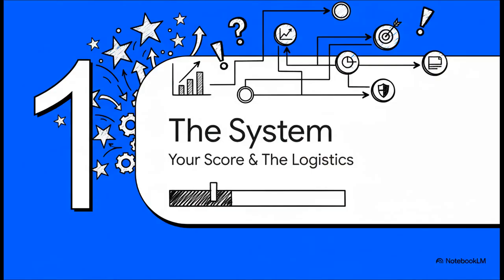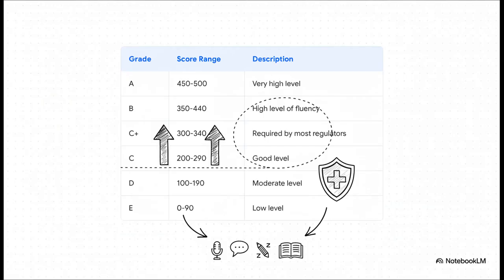All right, so you know what it is and who it's for. Let's get into the nitty-gritty, the system behind the test. First up, we'll look at how it's scored, which is absolutely crucial for your professional registration. Now, this table shows you the whole scoring system, from A down to E. But here's what you really need to zone in on. See that grade B, the 350 to 440 range? That's the magic number. For most regulators, that's the score you need. Some might also accept a C+, which is 300 and up. So that's your target, right there.